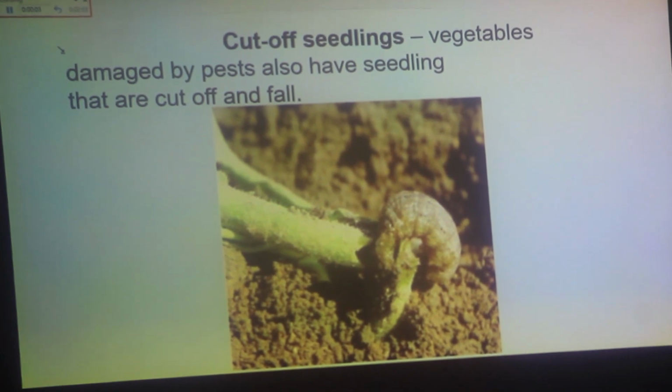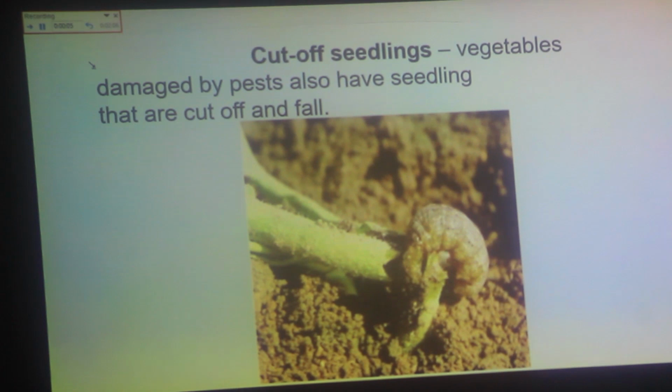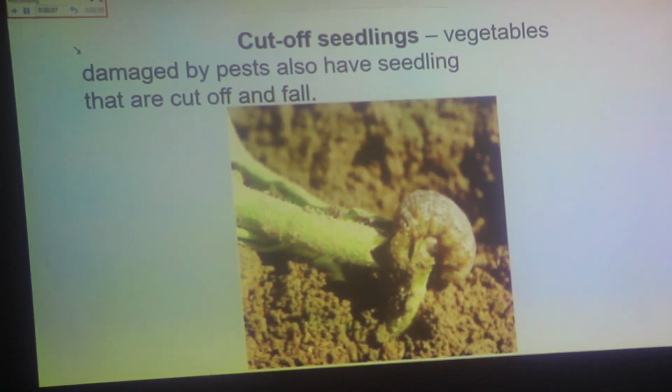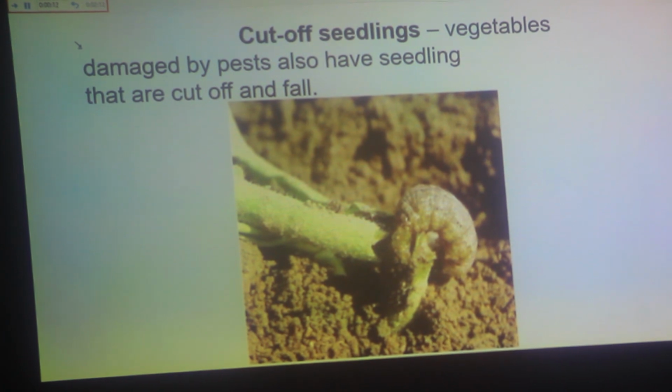Another way to identify how our vegetables are being affected by the pest is by having the cut-off seedlings. This is whereby we have the young plants that are still growing, that have just started germinating, but they have been affected by a pest in that they are cut off from the ground and fall off. That means that our crop has been affected by a pest, like we can see in the diagram below.